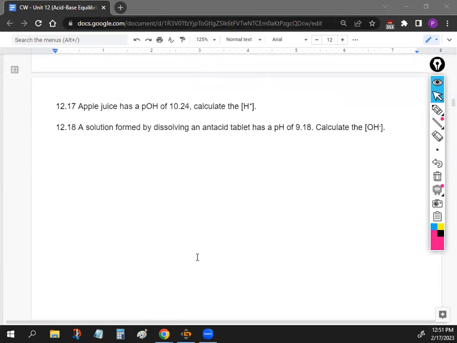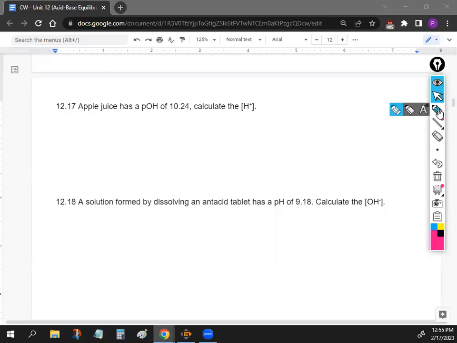I am going to give you guys about 3 minutes to try both of these, 12.17 and 12.18. For 12.17, you're going to be calculating the H plus concentration of apple juice, which has a POH of about 10.24. And for 12.18, I want you guys to find the OH concentration of an antacid tablet, which has a pH of 9.18. So just more of the relationships we've been talking about, giving you some time to practice converting between them. So take about 3 minutes to do that. We'll go over it together and move on to the next thing. There are multiple ways to do these, so you can use whatever method makes the most sense to you. Okay, so let's start with 12.17.